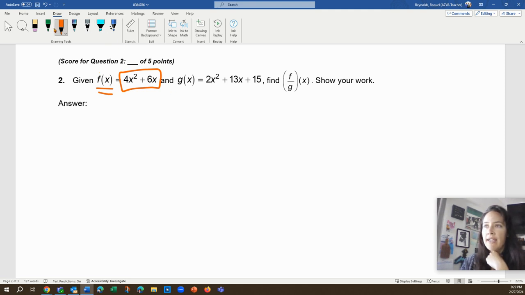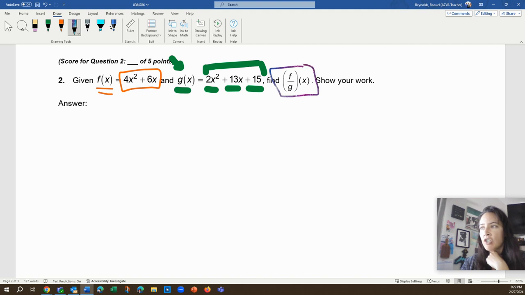This is g of x, 2x squared plus 13x plus 15. That is g of x. This is just the name. Over here, when we put this symbol, f over g of x, so f divided by g of x, that is just a combined function, and all it means is we take f of x and we divide it by g of x. That's it.